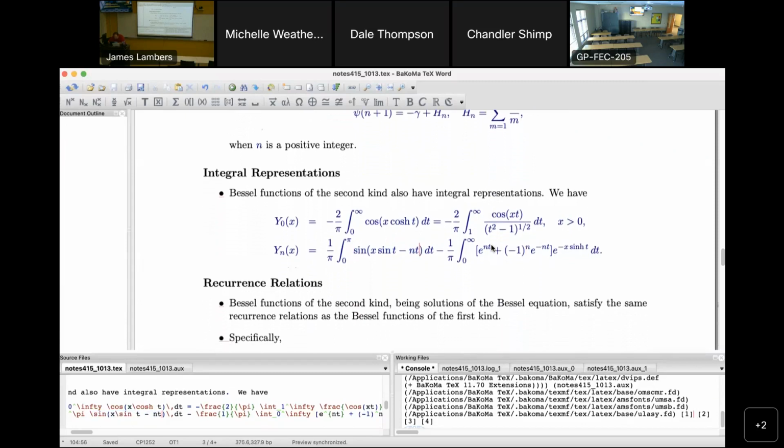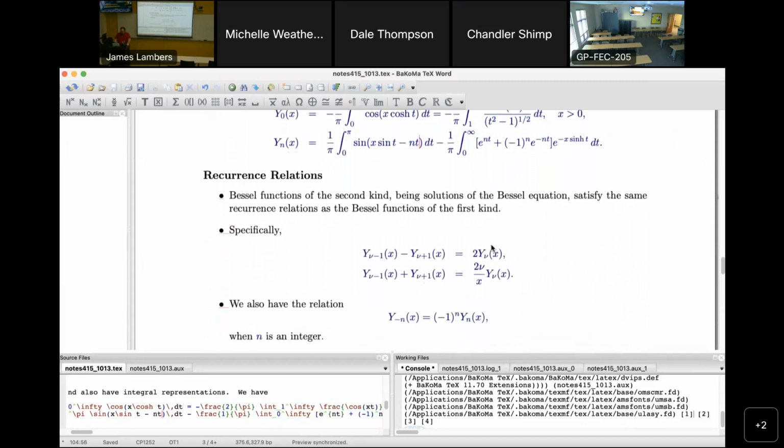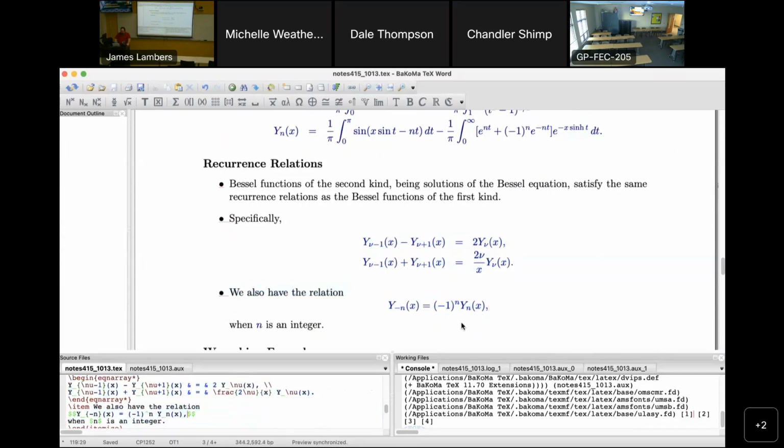Okay. We saw that Bessel functions of the first kind satisfy a number of recurrence relations. The same is true of Bessel functions of the second kind. These relations are exactly the same as what we see for Bessel functions of the first kind. And it's all because both these functions are solutions to the Bessel equation.